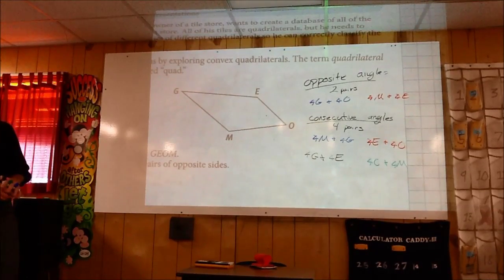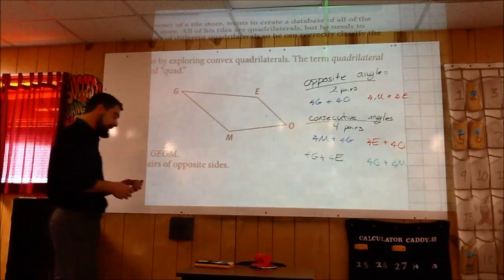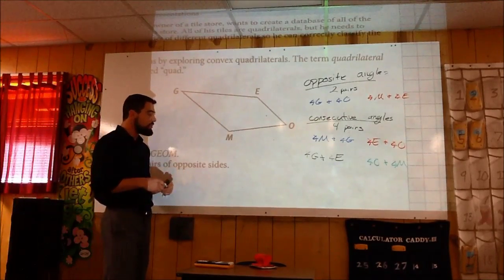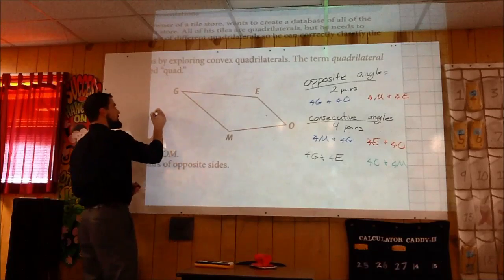Okay, then we're also going to draw in our diagonals. Every single quadrilateral has 2 diagonals. So 2.